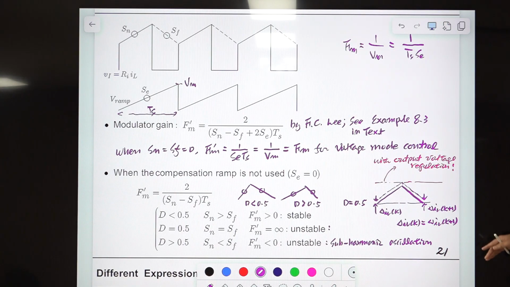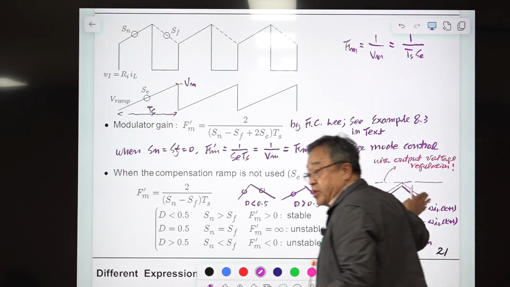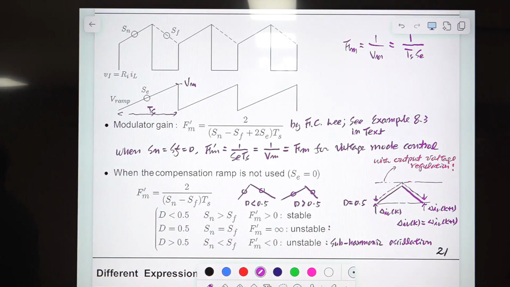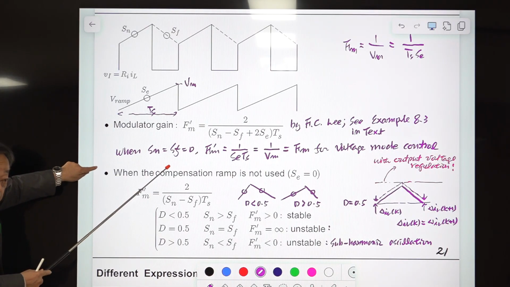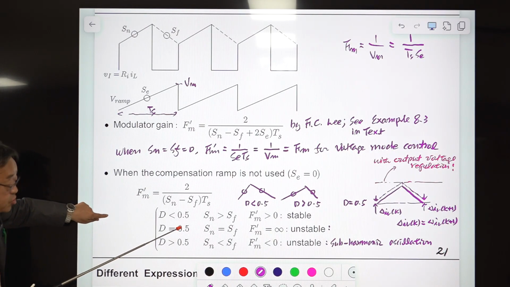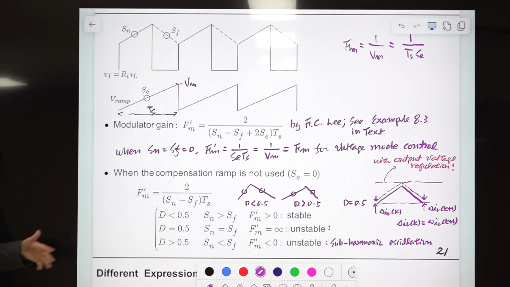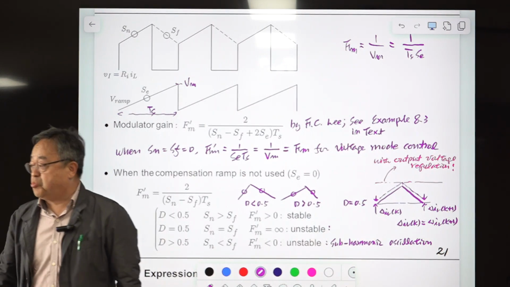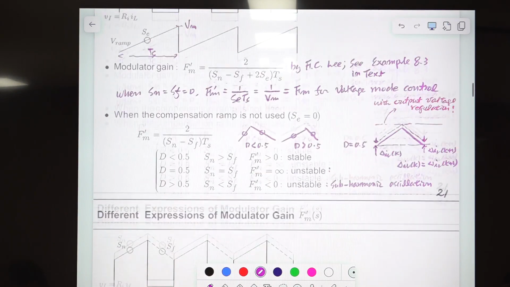So this is the nonlinear system, but a similar phenomenon is occurring here with a duty ratio of 0.5 without external ramp. So this is the expression. It contains the information about this voltage mode control and this subharmonic oscillation, which occurs when the duty ratio exceeds 0.5. So it contains very informative information. And why am I saying this? There are many different expressions of this Fm prime.